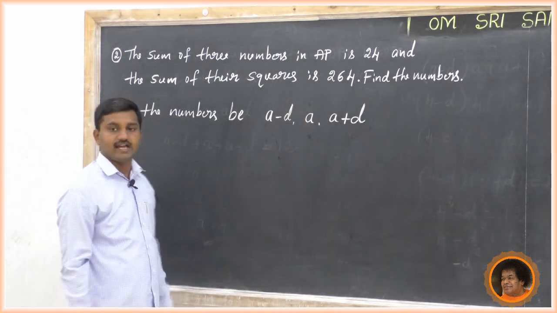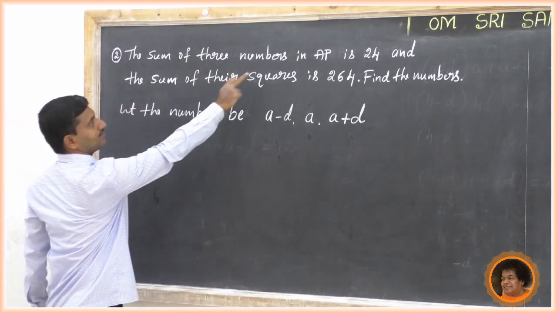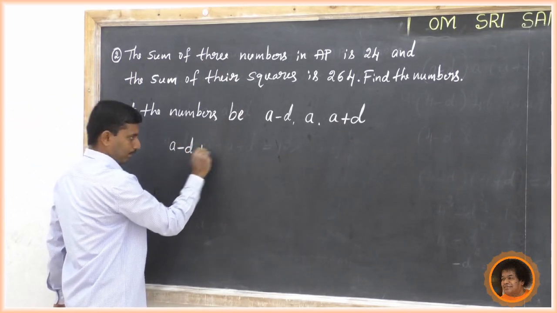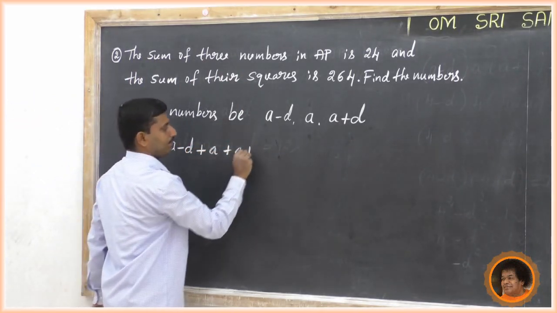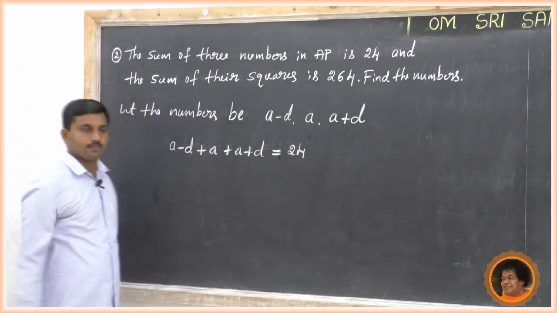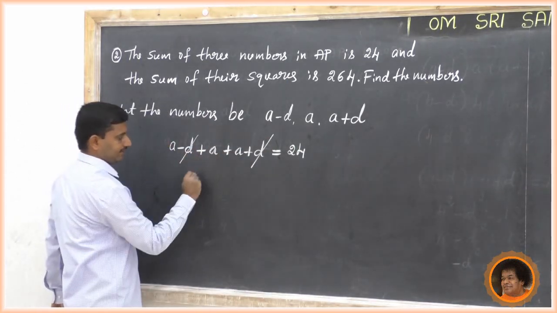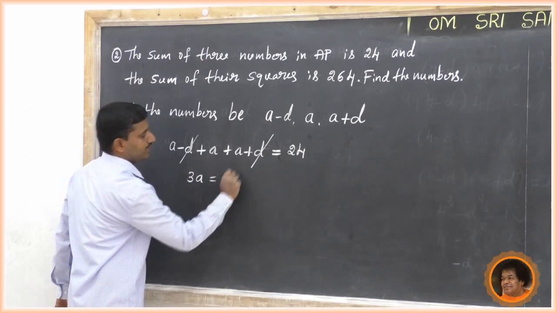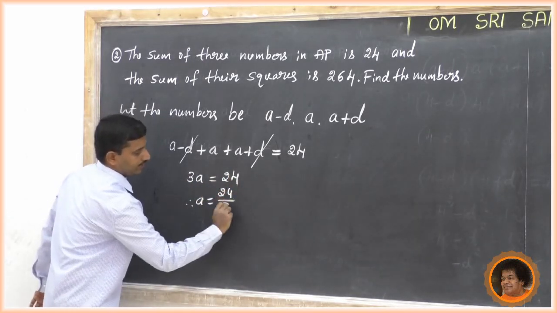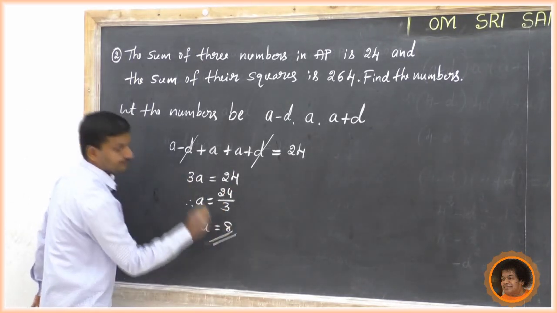So how to get a and d with respect to the given conditions? First condition: the sum of the three numbers in AP is 24. So their sum means a minus d plus a plus a plus d equals 24. Minus d plus d is 0. a plus a plus a, that is 3a equals 24. So therefore a is equal to 24 divided by 3. So what is the value of a? a is equal to 8.